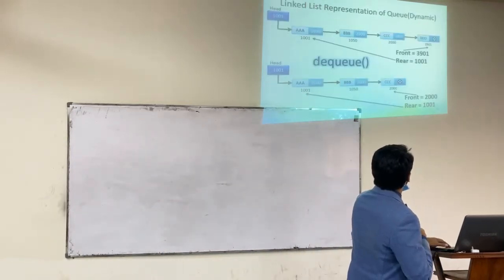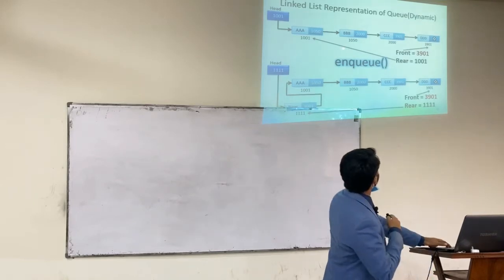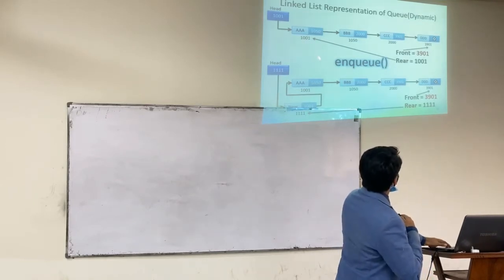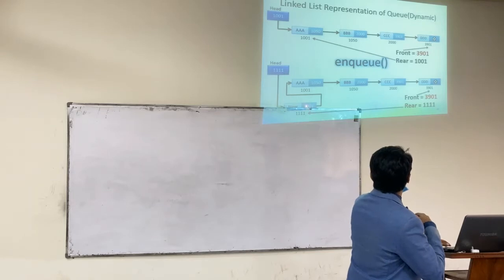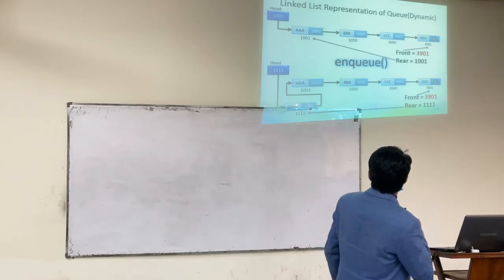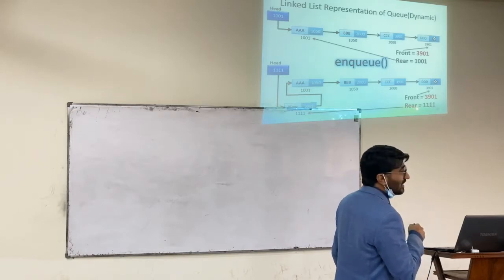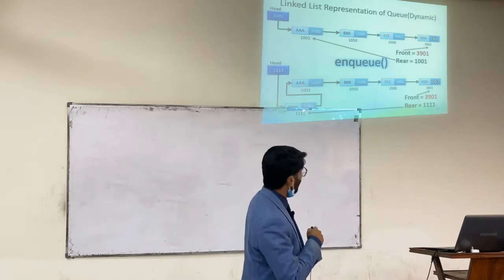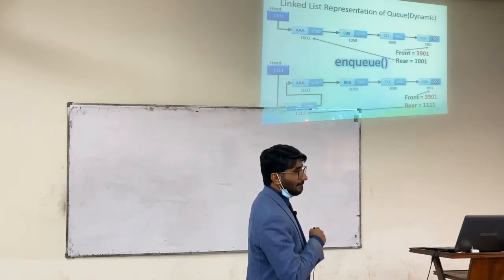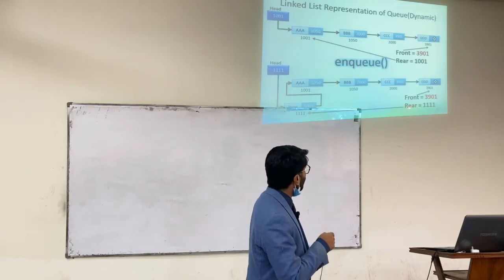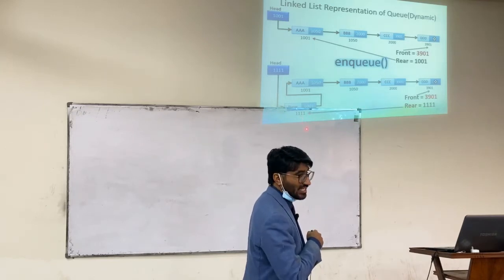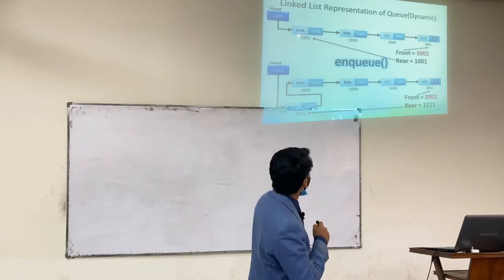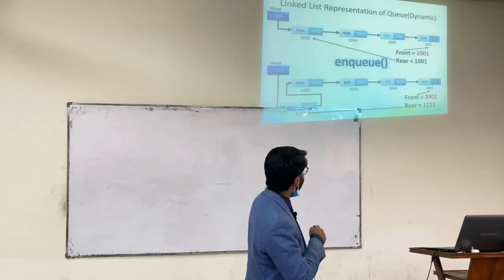And the rear represents this one. After inserting a new node, this is our new node which we have inserted. So the value of rear will change, but the value of front will remain the same, because before, front was pointing to this one. Once the new value has been added in the queue, now the value of rear will point to the new data, right? Before it was pointing to this one, now it will point to this one.